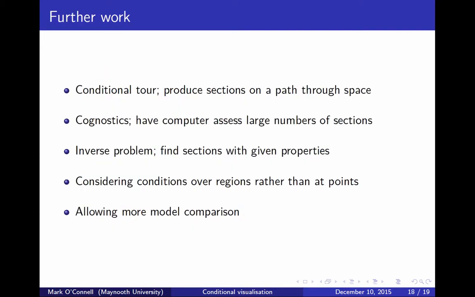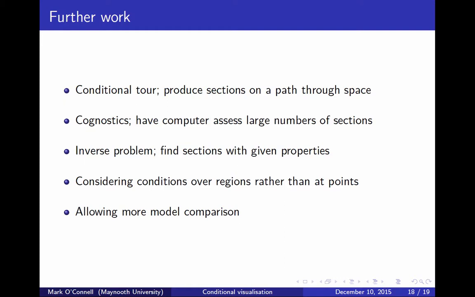Where else can this work lead? Choosing good or interesting sections can be quite difficult, so it would be nice to write an algorithm to find good sections to visualize. Then we could order the sections and visualize them one after another in a kind of conditional tour of the data space.